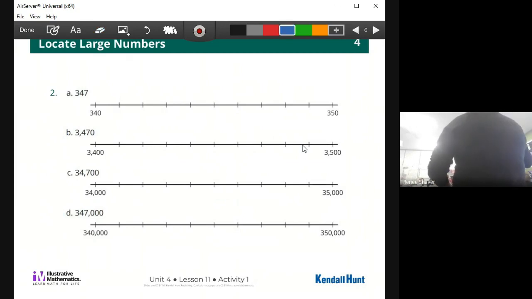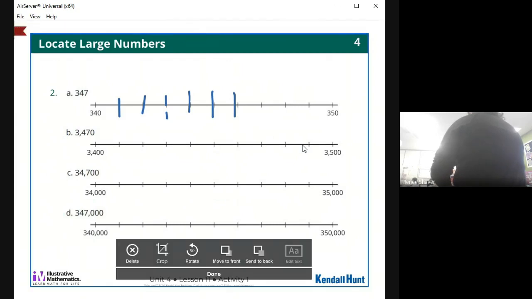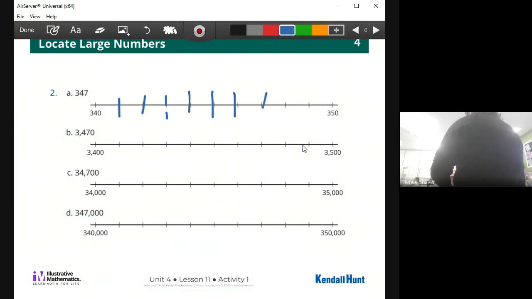We thought it counted by 10, but it's actually counting by 1. I didn't think they'd make it that easy. Okay. So here we get 340, 341, 342, 343, 344, 345, 346, 347. Okay. Do you guys see why? Starting at 340, it's ending at 350.